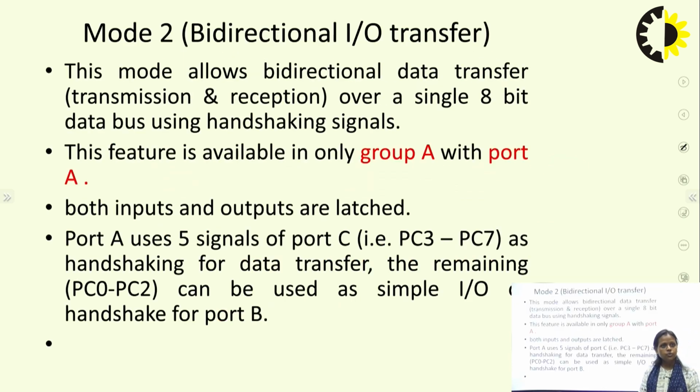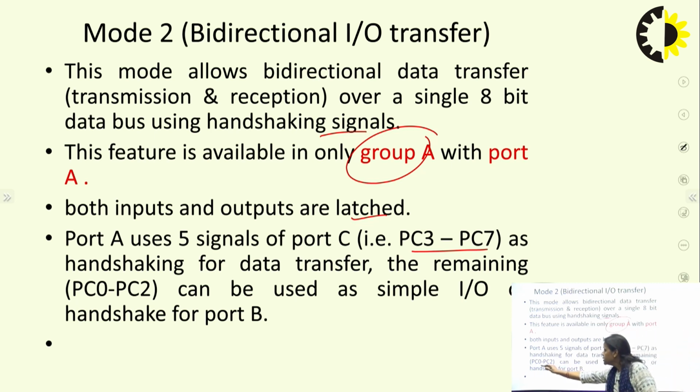Now coming to mode 2, which is the bidirectional input output transfer mode. This mode allows bidirectional data transfer, transmission and reception, over a single 8-bit data bus using handshaking signals. This feature is available only in group A with port A, and both inputs and outputs are latched here. Port A uses 5 signals of port C, PC3 to PC7, as handshaking for data transfer, and the remaining PC0 to PC2 can be used as simple input output or as handshake for port B.